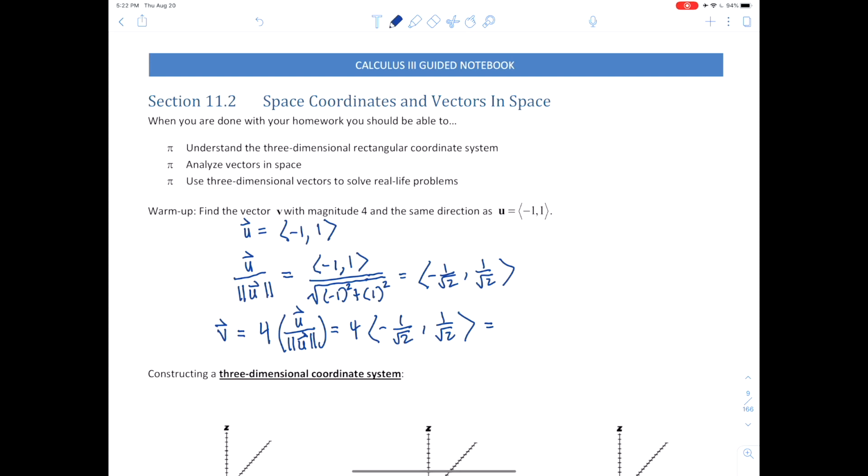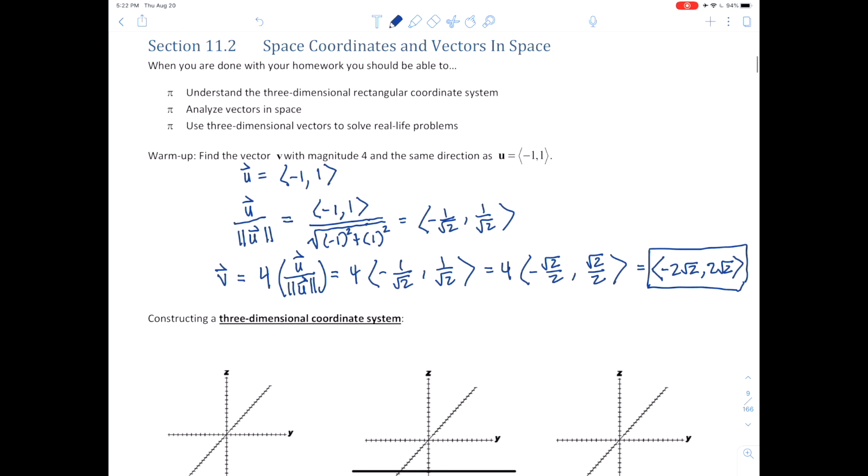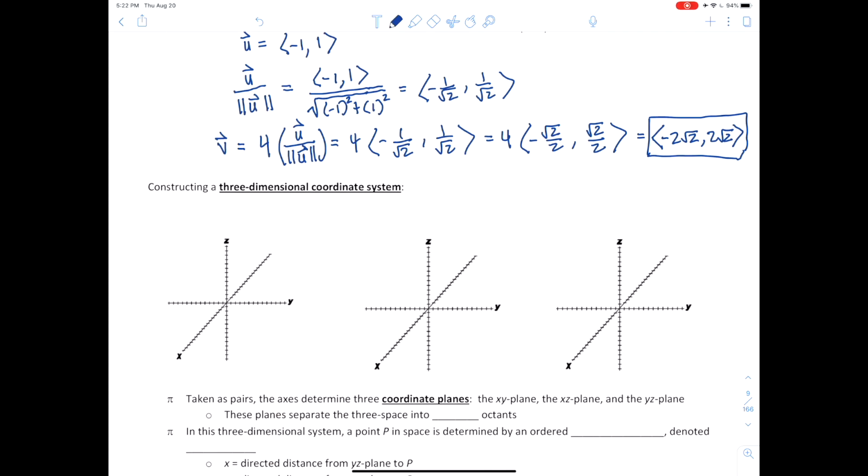Now if you rationalize 1 over root 2, we'll clean it up a little, you'll get 4 times negative root 2 over 2, root 2 over 2, with 4 multiplying that vector. And at the end of the day, v will be, beautiful, negative 2 root 2, comma, positive 2 root 2. Cool so far? Awesome. All right. So now that you're all warmed up, let's check out the three-dimensional coordinate system.